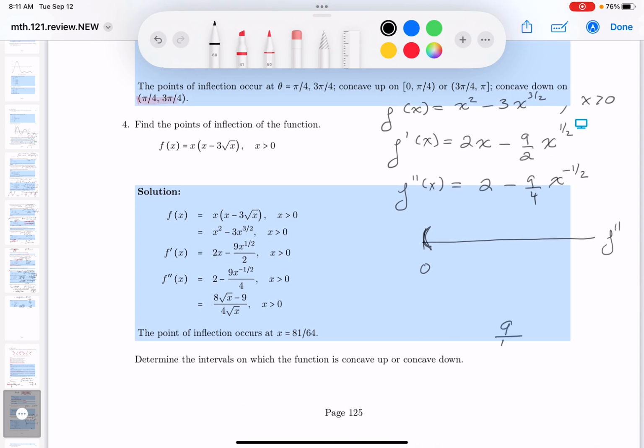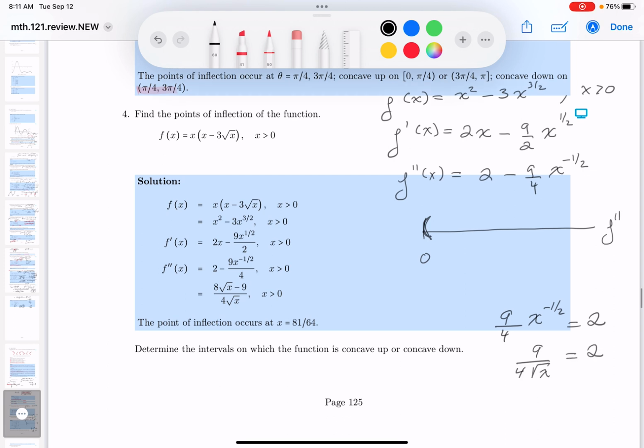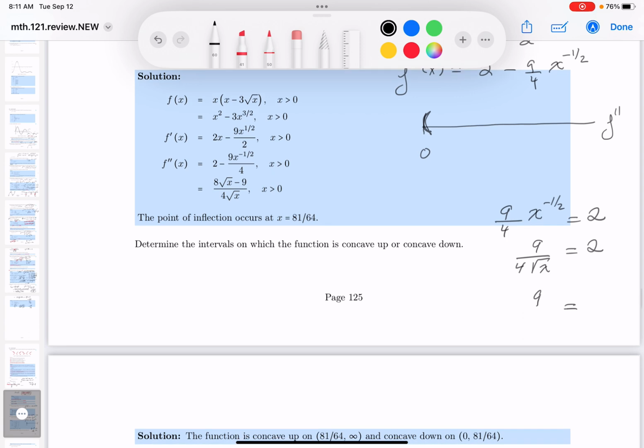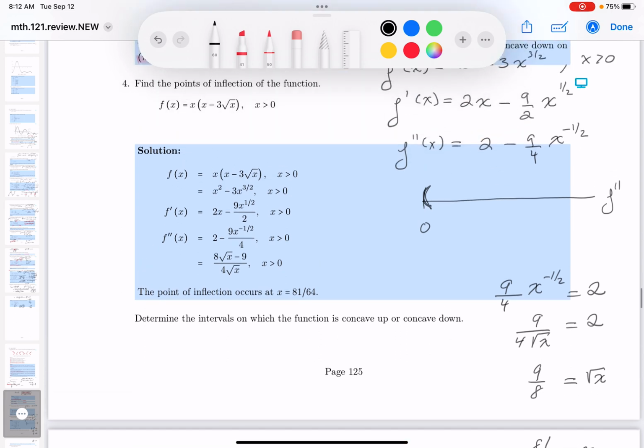It can only equal 0 if 9/4 x to the minus 1/2 is equal to 2. I'm going to rewrite it a little differently. I'll write this as 9 over 4 square root of x is equal to 2. I'm going to rewrite that again, and that's going to be 9/8. I'm dividing both sides by 2 and multiplying both sides by the root of x. I'm going to square both sides. And what do you get? You get 9 squared, which is 81. 8 squared is 64, and that equals x. I get a critical number, and I'll write this down for you. The critical number is 81 over 64.